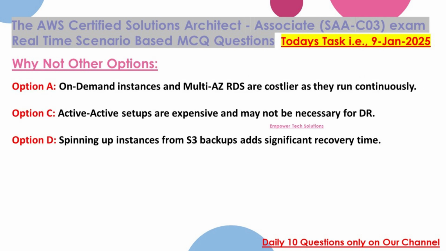Why not other options? Option A. On-demand instances and multi-AZ RDS are costlier as they run continuously. Option C. Active-active setups are expensive and may not be necessary for DR. Option D. Spinning up instances from S3 backups adds significant recovery time.